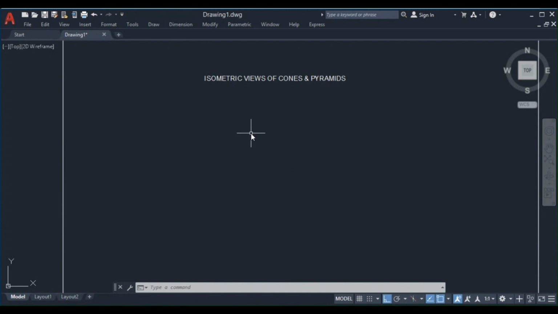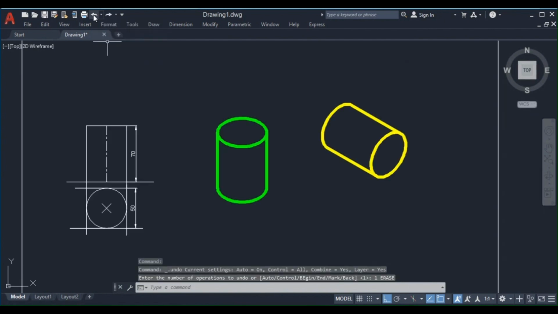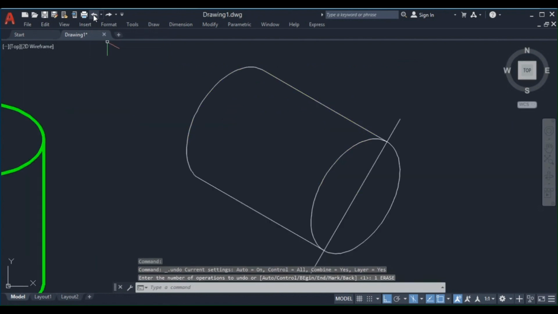Bit number 1, when the axis is vertical, and bit number 2, when the axis is horizontal. Right? Are you able to follow?